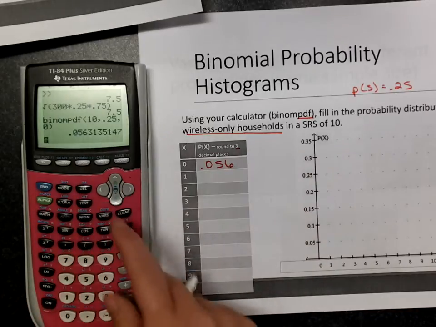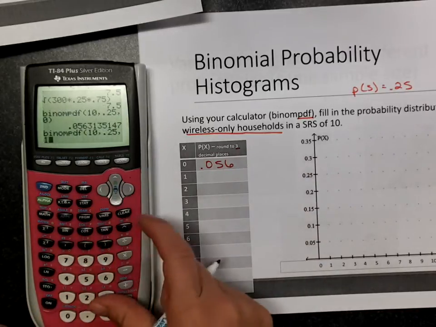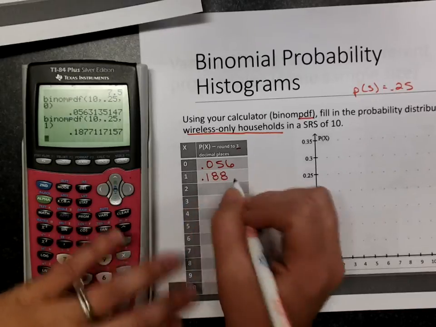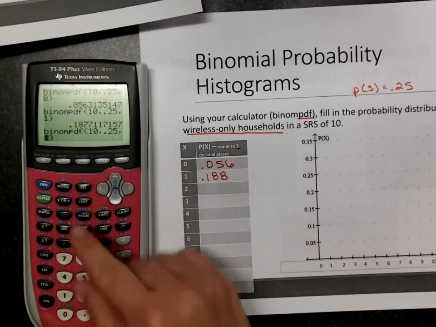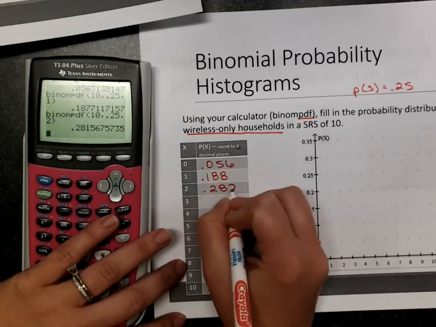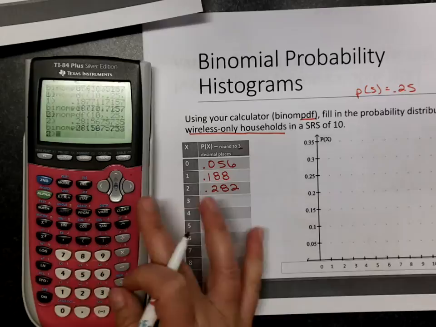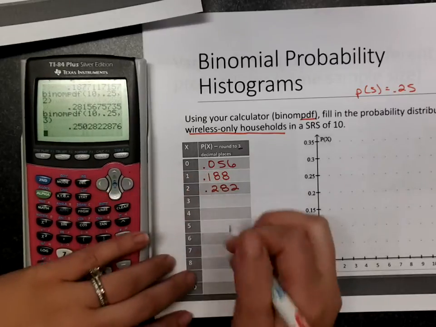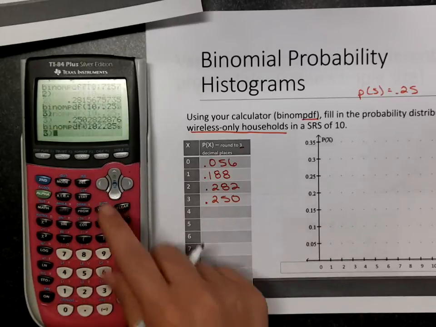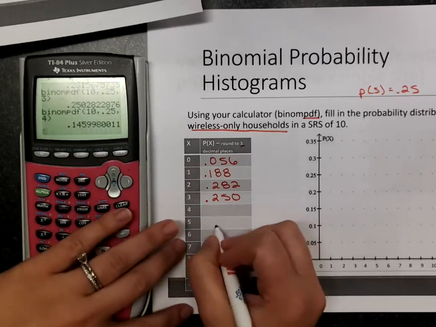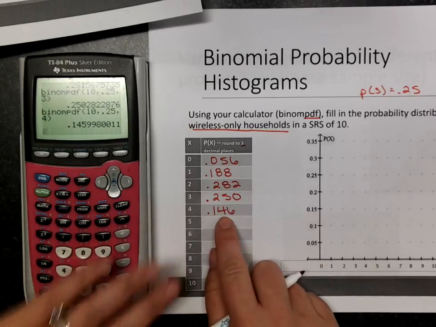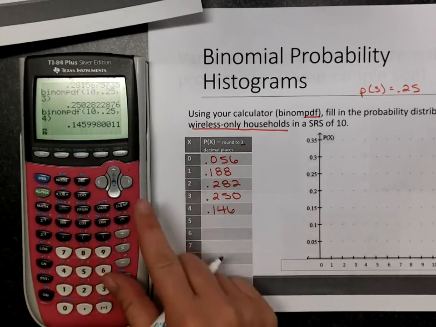0.056. And you can just push second enter, change the 0 to a 1, 0.188. Second enter, change the 1 to a 2, and so forth. Just continue rounding to 3 decimal places. Second enter, change it. Second enter. Make sure you can do this on your own. Don't trust me. Just type it in yourself and make sure you're getting the same answer.